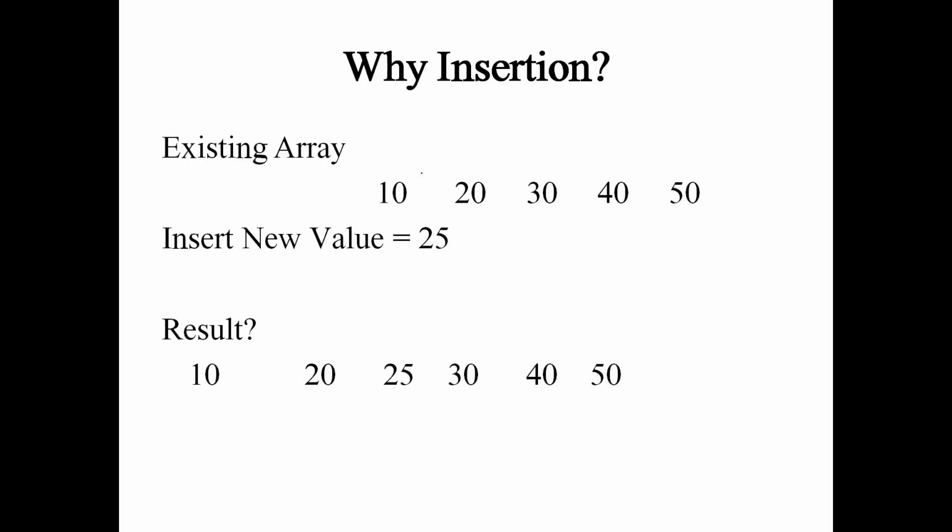Suppose we already have some values stored in an array: 10, 20, 30, 40, 50. Now we want to insert 25. Can we simply place it anywhere? No. If the data must remain sorted, this 25 should be placed between 20 and 30. This means some existing elements must be moved.